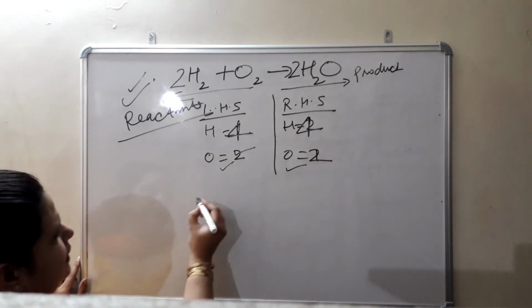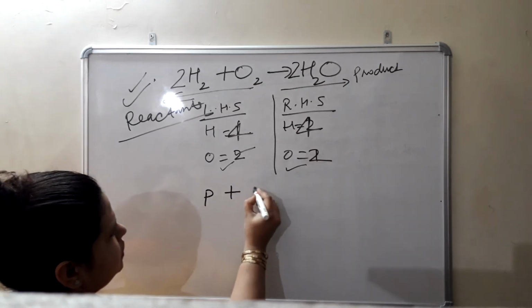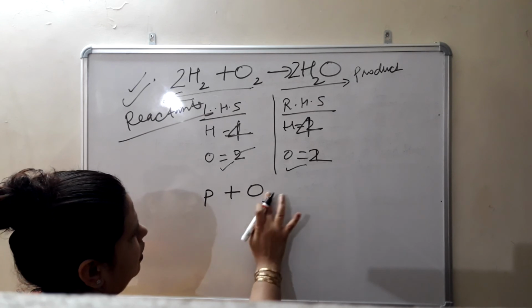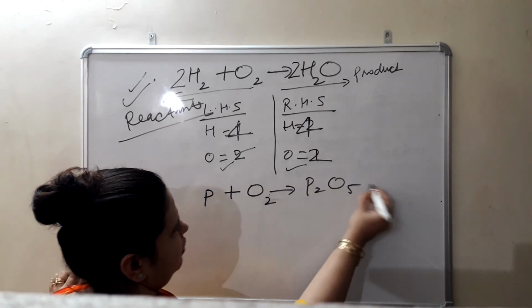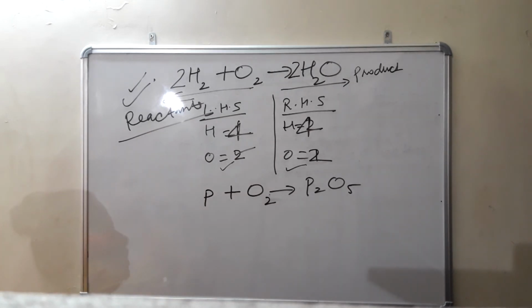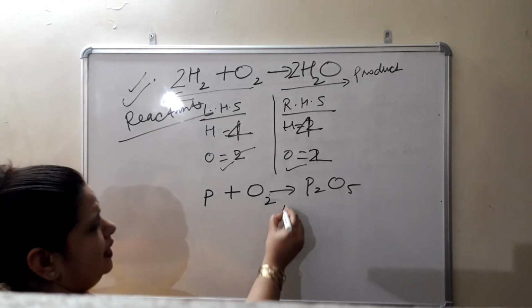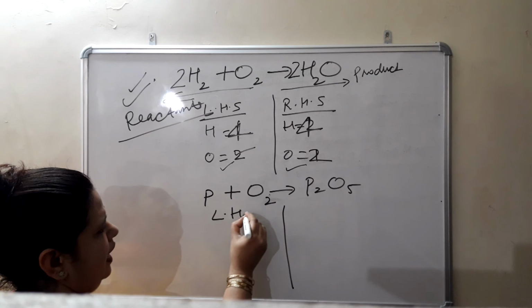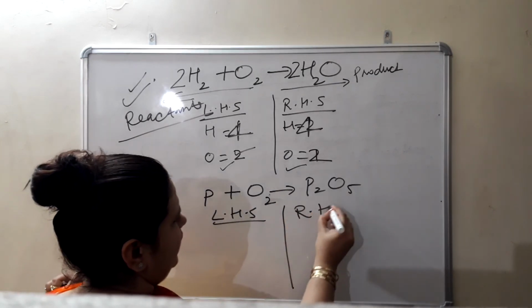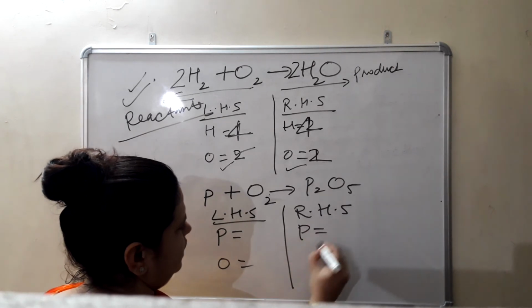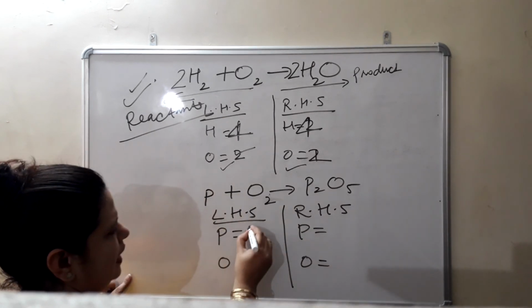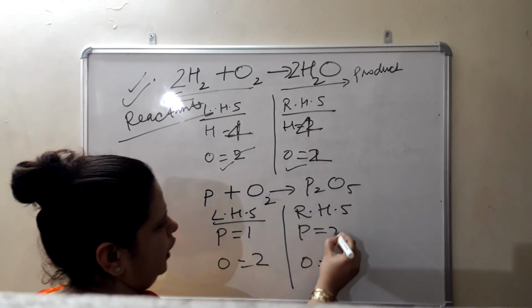Okay, take this. Phosphorus plus oxygen, it will give P2O5. That is, it will give phosphorus pentoxide. Now see whether the reaction is balanced or not. LHS and RHS. Phosphorus and oxygen. Phosphorus and oxygen. How many atoms? 1, 2. Here 2 and 5.